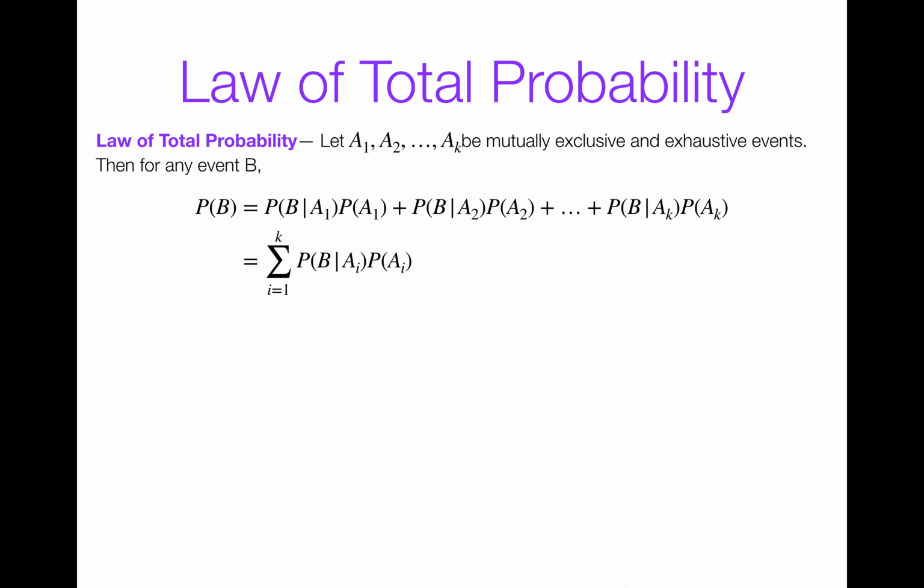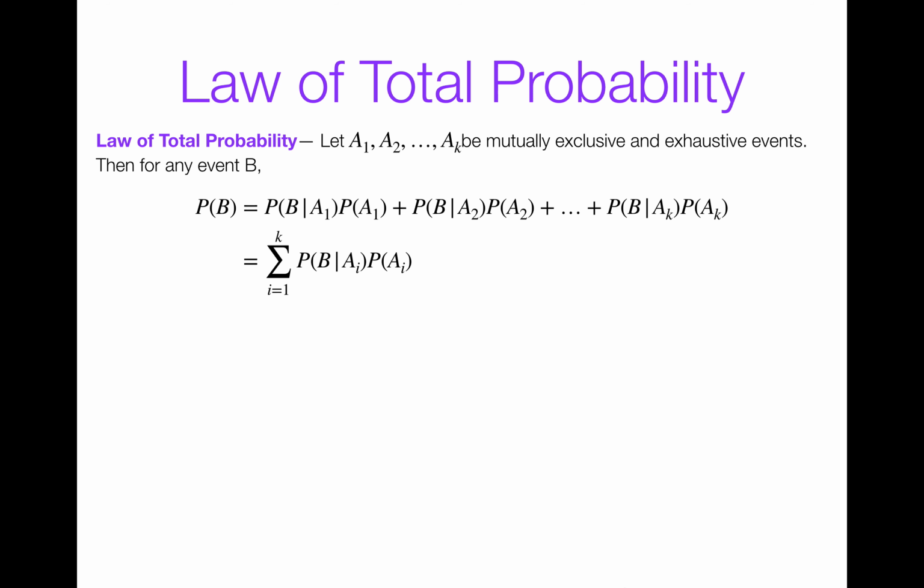Before we can talk about Bayes' rule, we need to talk about something called the law of total probability. We're going to use this in our calculations when we talk about Bayes' rule. So the law of total probability states: let A1, A2, all the way to AK be mutually exclusive and exhaustive events. Then for any event B, the total probability of B can be broken down like so. Notice we're using the multiplicative rule over and over again there. So the total probability of B is the sum, as i goes from 1 to k, of the probability of B given A sub i times the probability of A sub i.